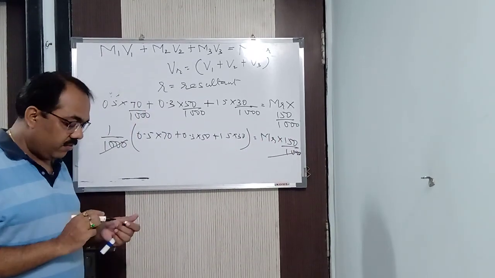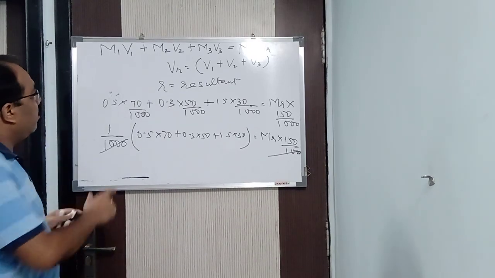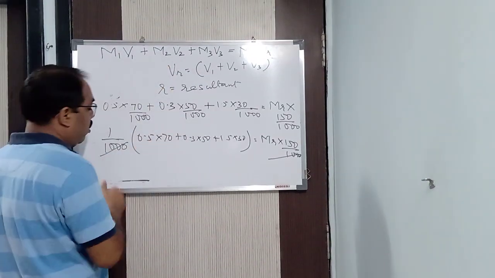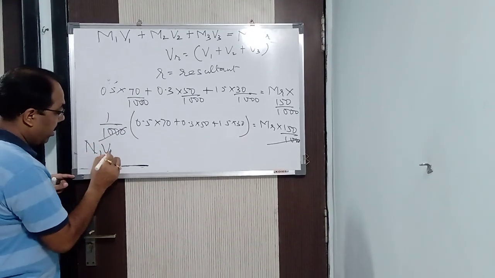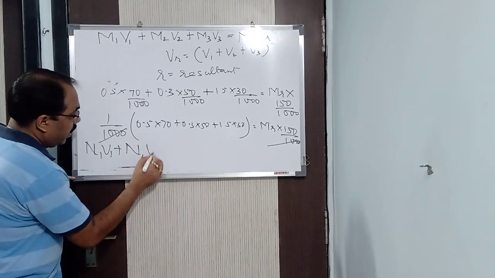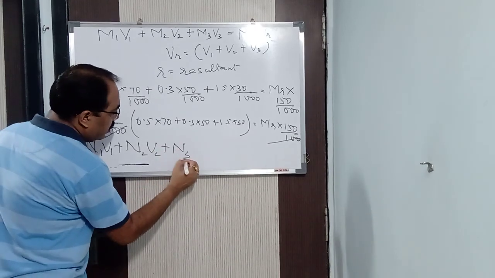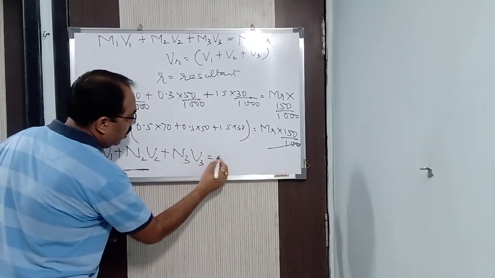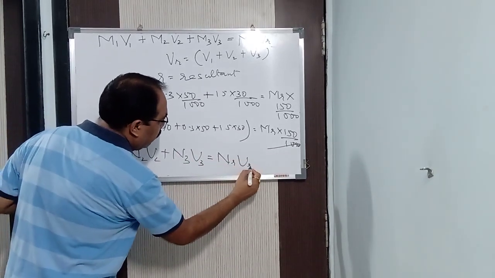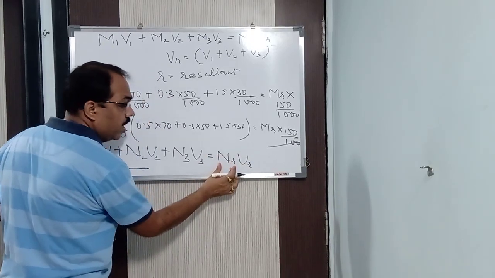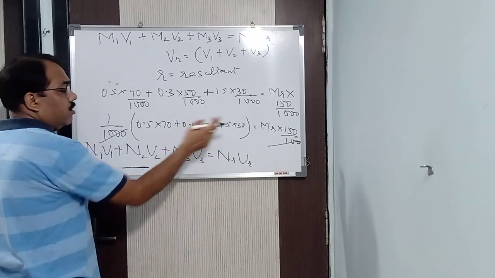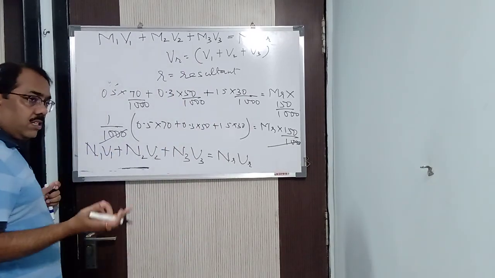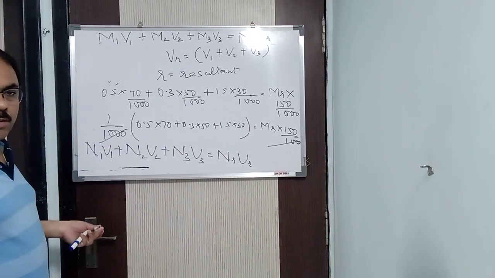In this way, we calculate the resultant concentration. Now here it is given molarity. Suppose normality is being given to me instead of molarity, then what is the formula? N1V1 plus N2V2 plus N3V3 is equal to NRVR. NR means resultant normality. Here MR means resultant molarity. So resultant molarity means resultant concentration, which I said will be calculated in this way.